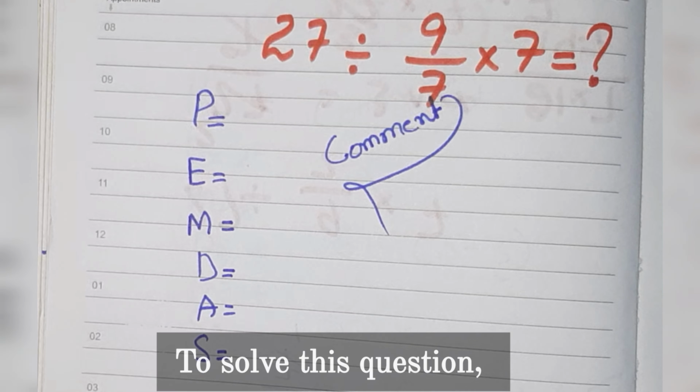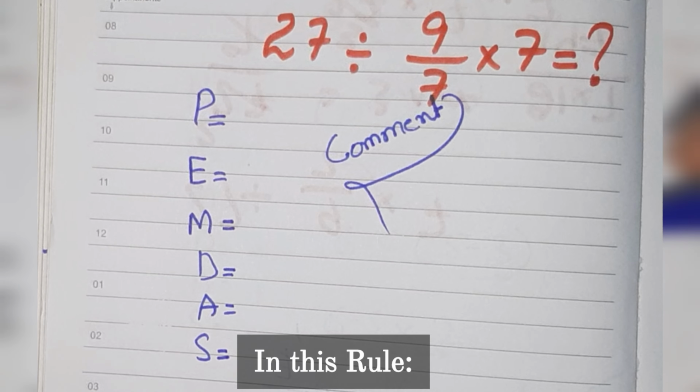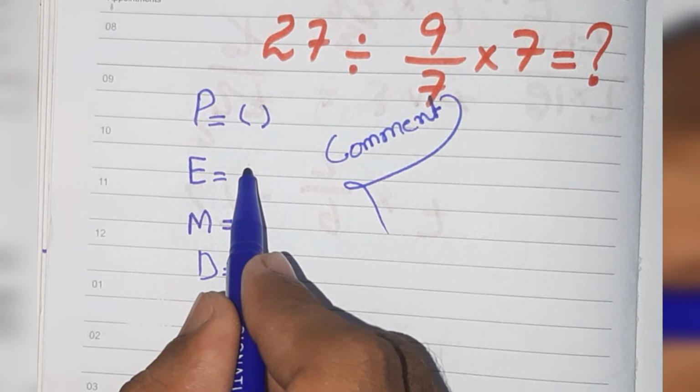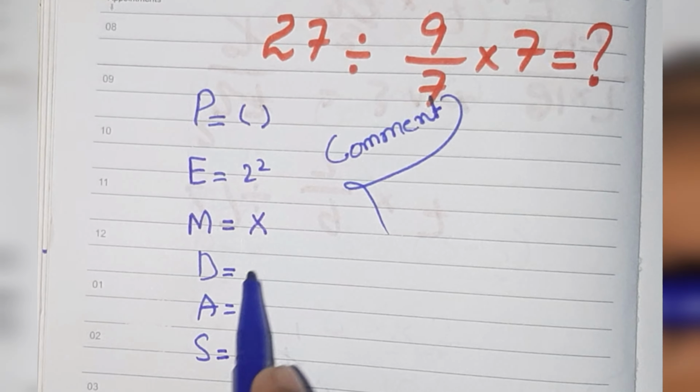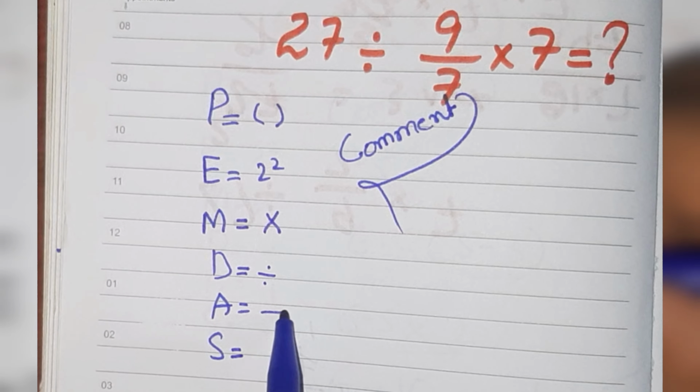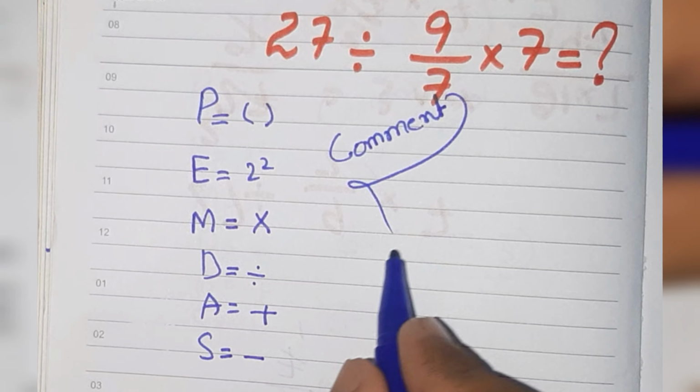To solve this question, we must follow PEMDAS. In this rule, P stands for parentheses, E stands for exponent, M stands for multiplication, D stands for division, A stands for addition, and S stands for subtraction.